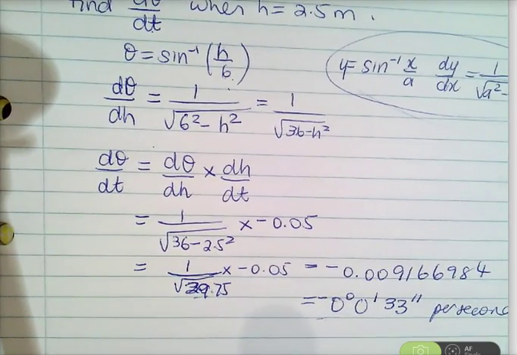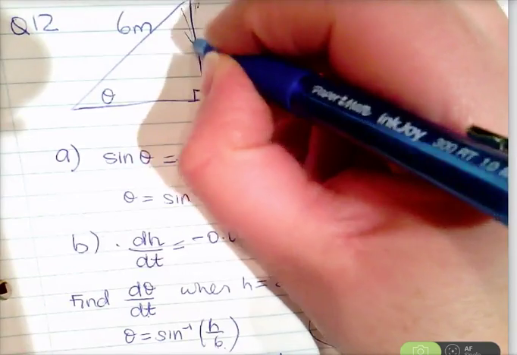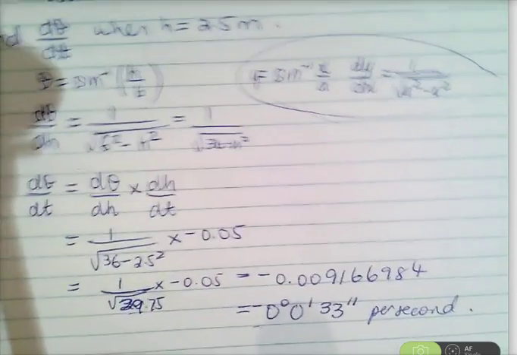Okay, and it's negative because as the ladder slides down the wall, the ladder comes down, the angle gets smaller, and that's why we've got a negative value there.